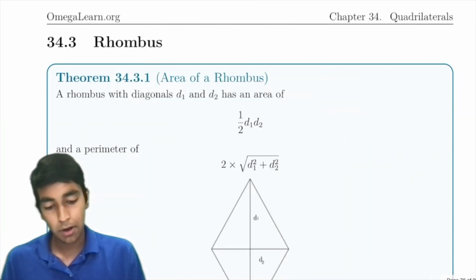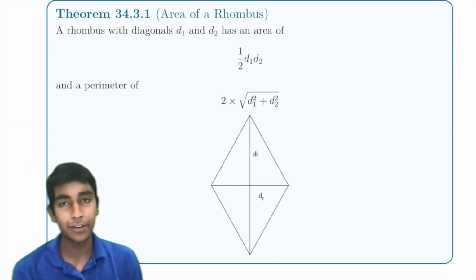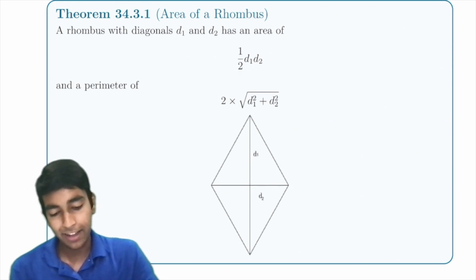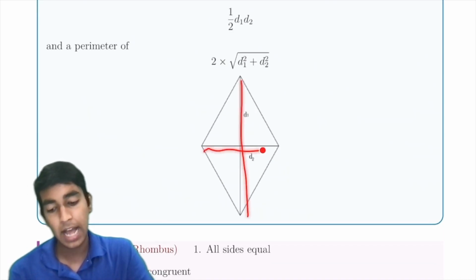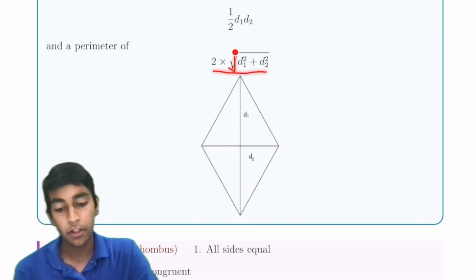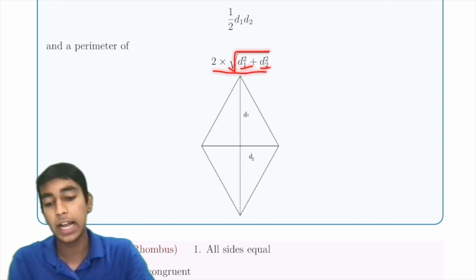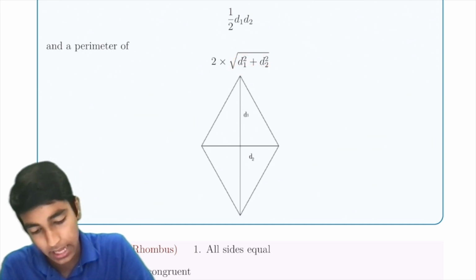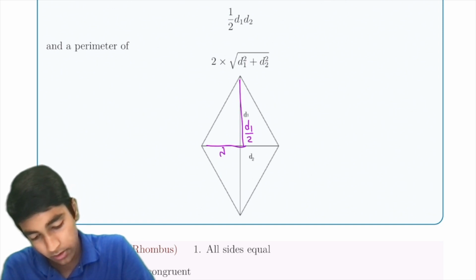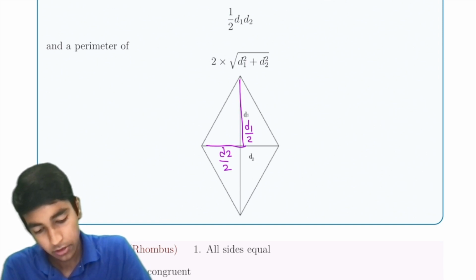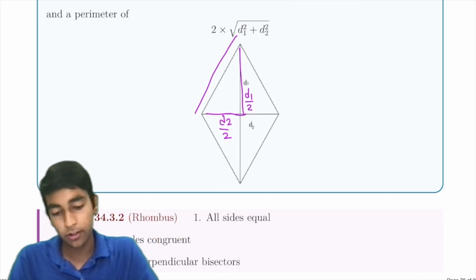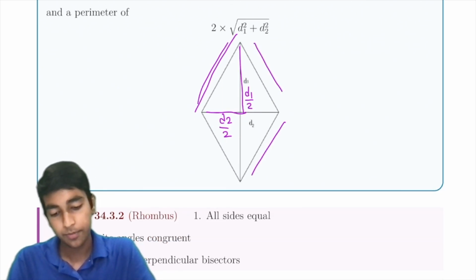Okay, so that was a simple problem, but there's also many other different kinds of quadrilaterals. There's a rhombus, whose area is just half the product of the diagonals, and the perimeter is just 2 times the square root of the sum of the squares of the diagonals. And this is derived from the Pythagorean theorem, because this is d1 over 2, this is d2 over 2. So you just apply the Pythagorean theorem for all 4 sides, which are all congruent.